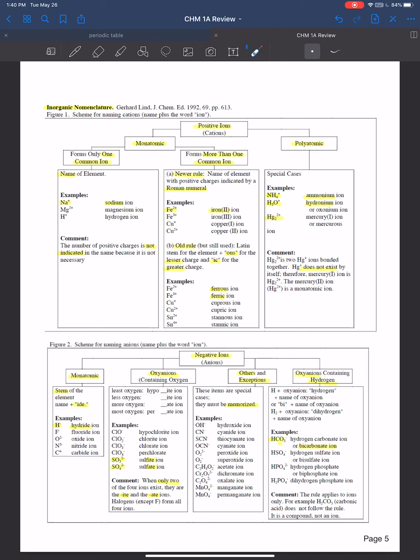Now, I just wanted to make note that the rule applies to ions only. Ions are anything that has an overall charge. For example, H2CO3 is called carbonic acid. It doesn't follow these rules, and it's because it's a compound, not an ion.